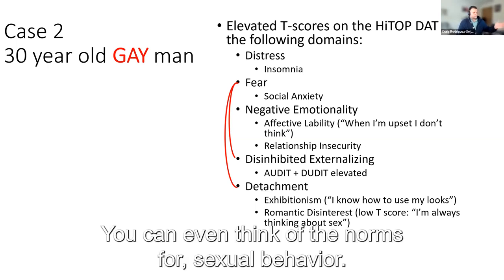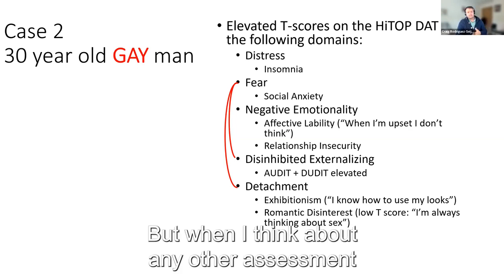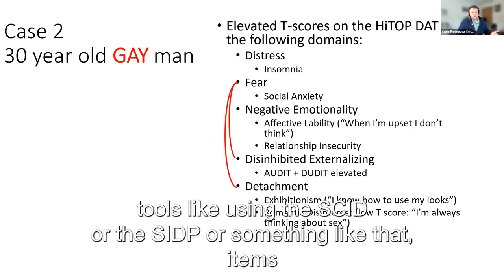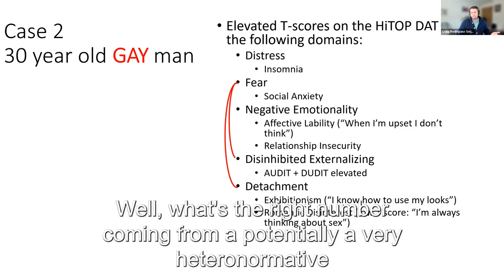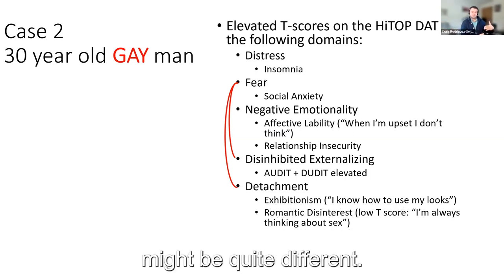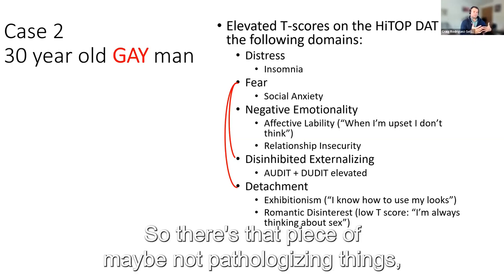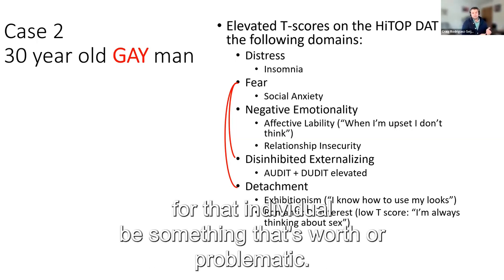So there's even a difference sometimes, and I've been thinking about what the norms are. You can even think of the norms for sexual behavior. I'm using the HiTOP kind of data here, but when I think about any other assessment tool, like the SCID or the SIDP, items that index impulsivity might be things like, how many hookups have you had? Well, what's the right number? It's coming from potentially a very heteronormative, cis-normative perspective, whereas the norms for sexual behavior might be quite different. So there's that piece of maybe not pathologizing things, even though they might be really high on a domain, they might not necessarily be problematic for that individual.